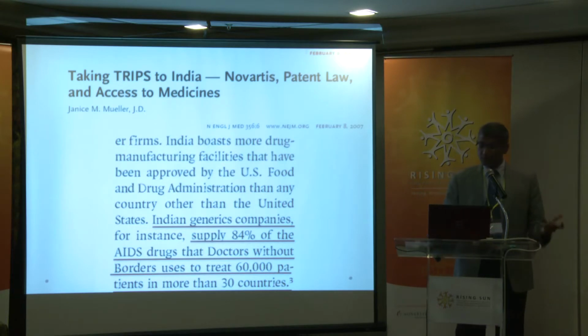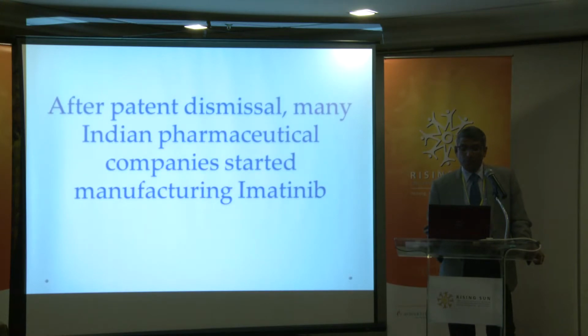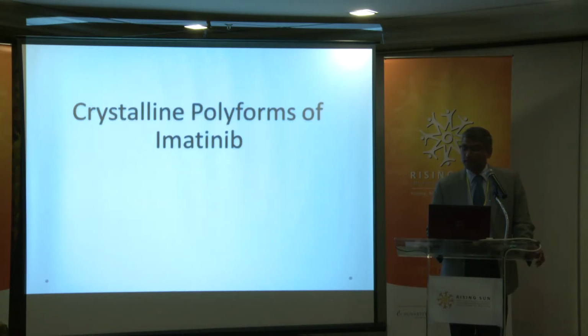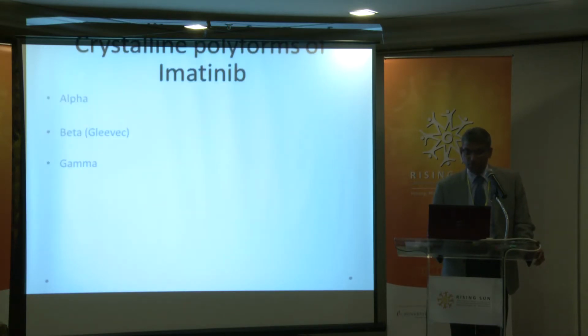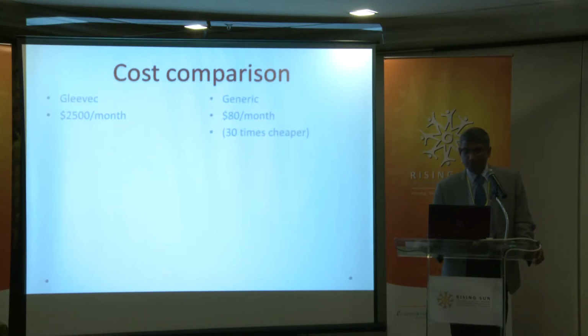So we also know that 84% of the generics come from India, and they supply AIDS drugs that Doctors Without Borders use almost exclusively, all the generics from India. So after a patent dismissal, many Indian pharmaceuticals have now started manufacturing imatinib, and the crystalline form polymorphs of imatinib are used. And the most stable form, of course, is the beta form. And we have almost 8 companies which are manufacturing the beta crystalline form.